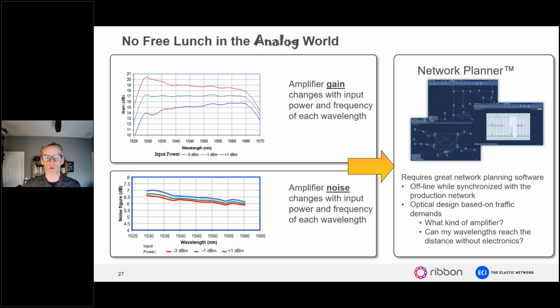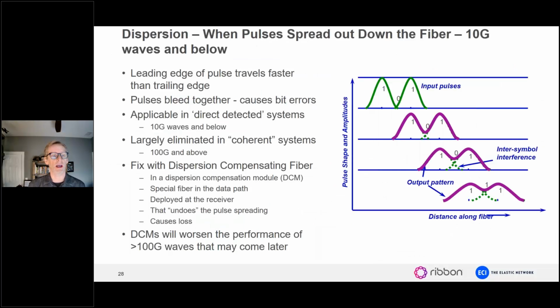You can test whether your wavelength will reach the distance without needing to be regenerated, and that's very expensive. You don't want that. So basically with Network Planner, you can figure that all out in software and design your network how it needs to be done. Let's keep moving here, and that's amplification.